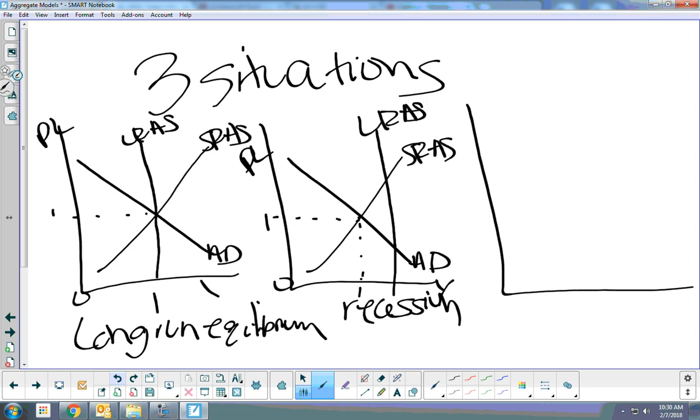How do you show a recession on a PPF curve? A point inside the curve. So you're here, this is your point. If you were to curve this LRAS back, it's straight right now, that point would be inside the curve. They're the same thing. That is a point inside the curve, that is a point inside the curve.